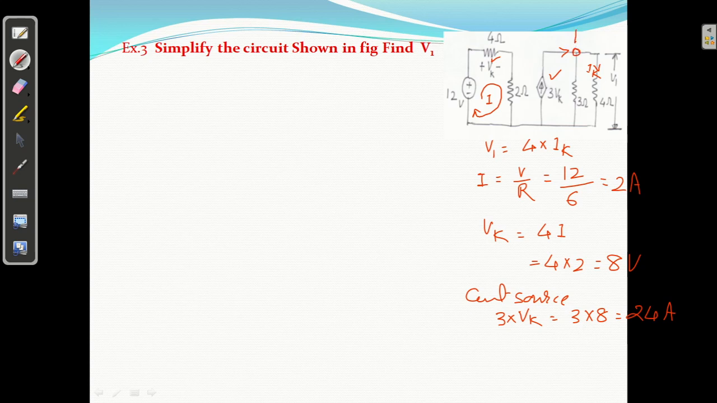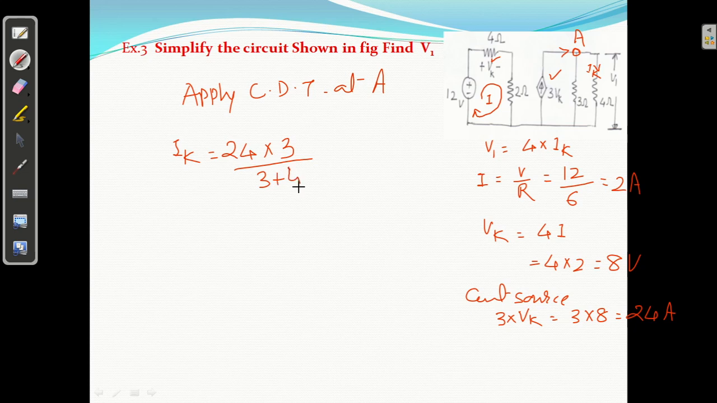At point A, right? So I apply current division theorem at A. So what is the current division theorem? IK equal to what? How much total current is coming? 24 into, to find the current in this parallel branch, 3 upon 3 plus 4. 3 plus 4, that is 7.